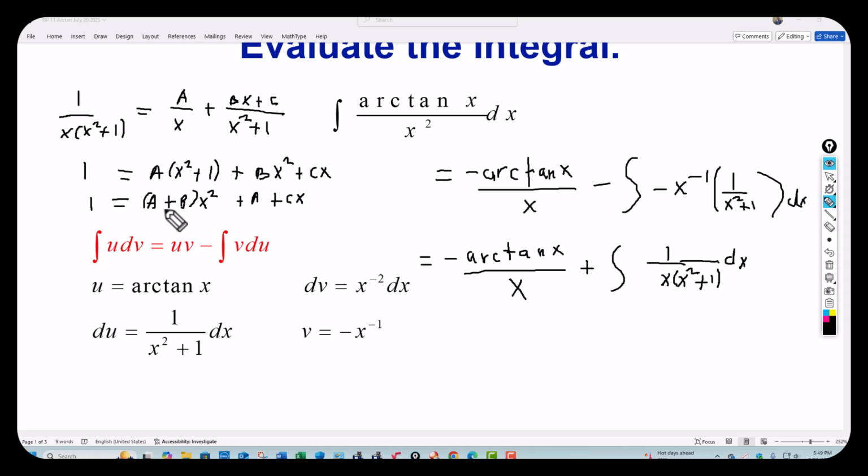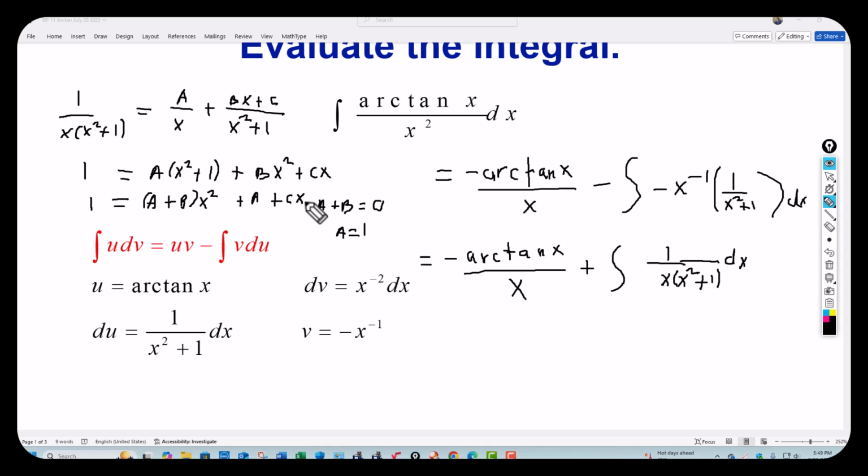So now we just equate the coefficients. We have an x squared here on the left side, but we don't have an x squared on the right side. So that means the coefficient on the right side is 0, which means that a plus b has to equal 0. Now the constant term on the left side is 1. And over here on the right side, the constant term would be a. So that would tell me that a has to be 1.